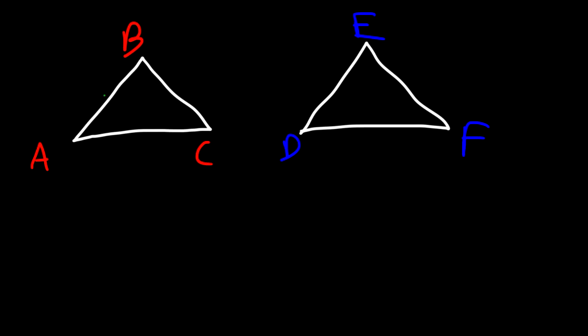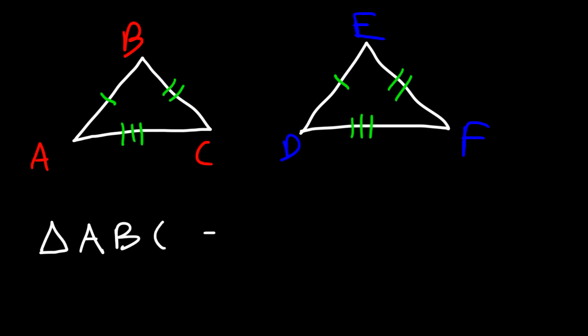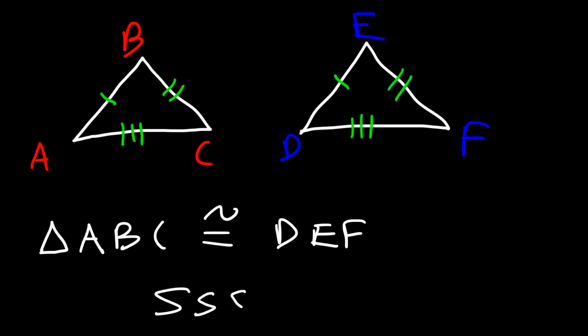So let's say that AB and DE are congruent to each other, and BC is congruent to EF, and AC is congruent to DF. Then we could say that triangle ABC is congruent to triangle DEF according to the SSS postulate, because all 3 sides are congruent to each other. And so that's the first postulate you need to be familiar with.